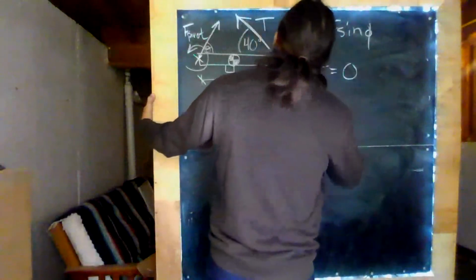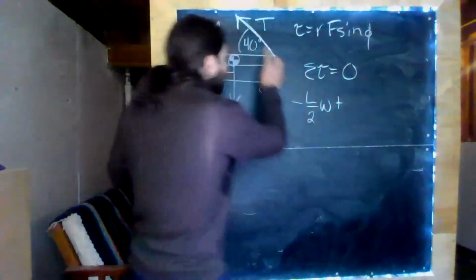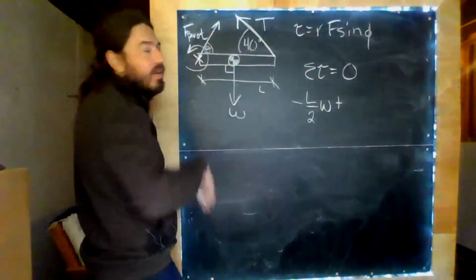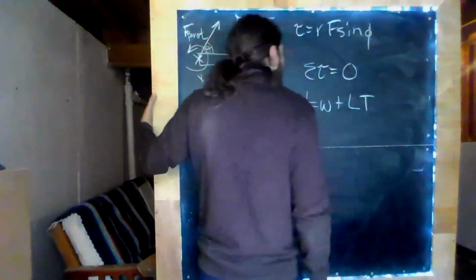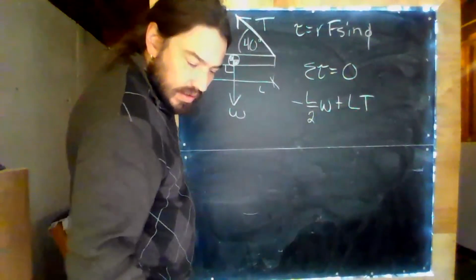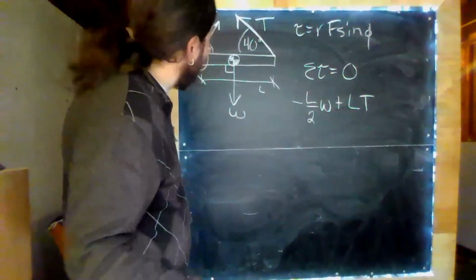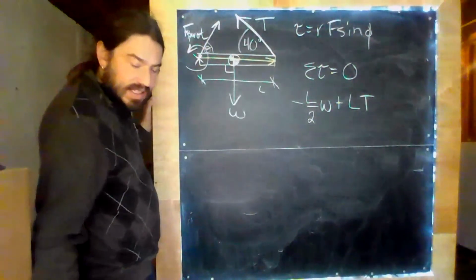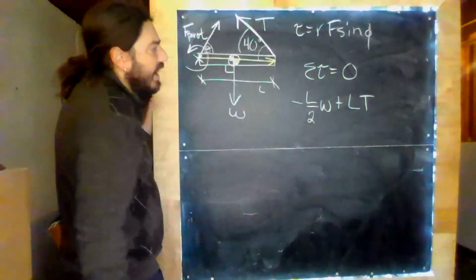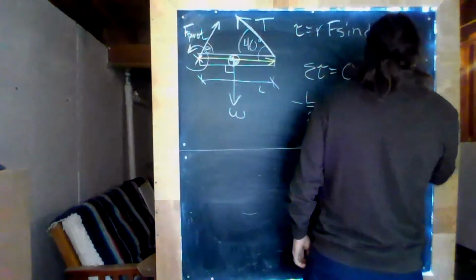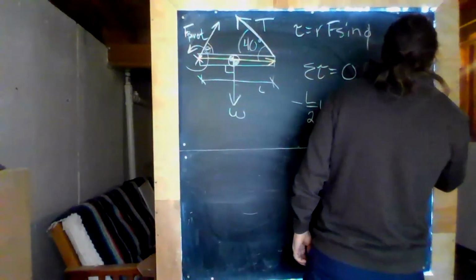Then we have a positive tension. Tension is positive because it's trying to rotate the bar in a counterclockwise sense. Now, what is the angle between r and F? Remember, what is phi? It's the angle between r and F. Let's just draw r. r is right here. And so, indeed, the angle given is the angle we need. And so we should write sine of 40 equals 0.